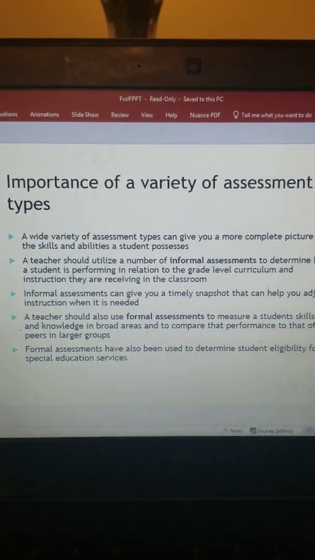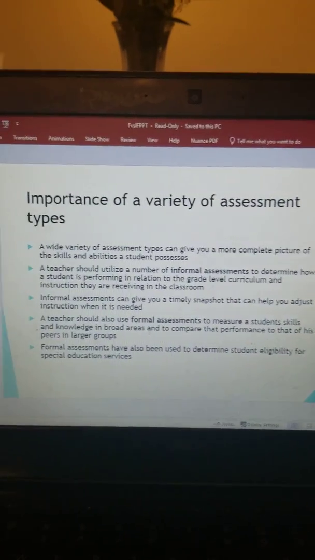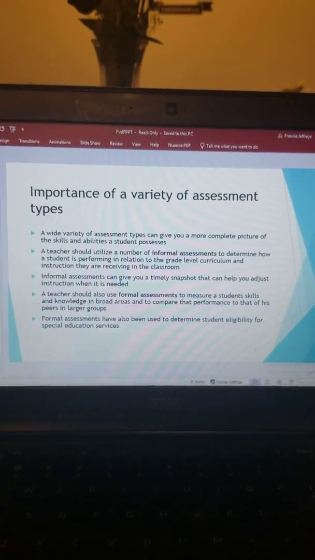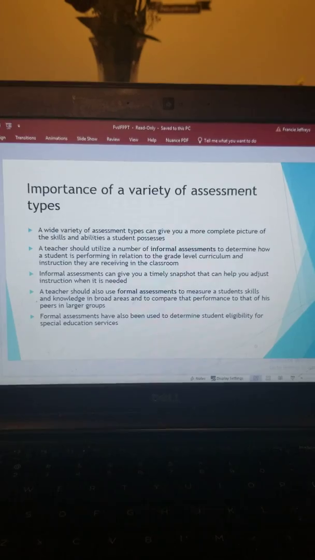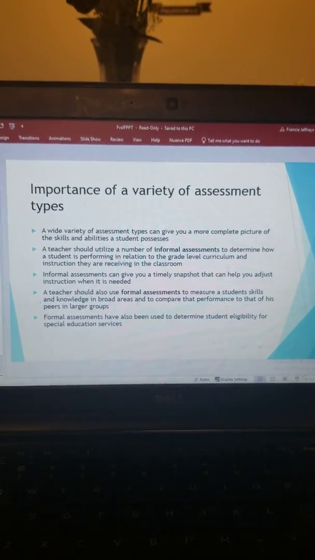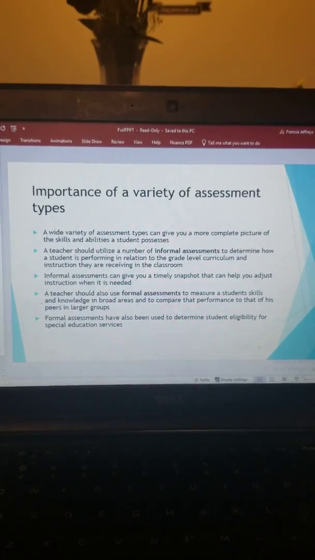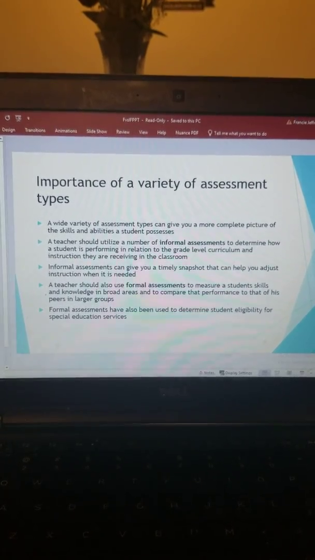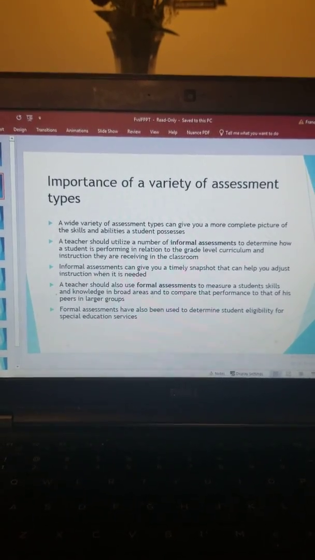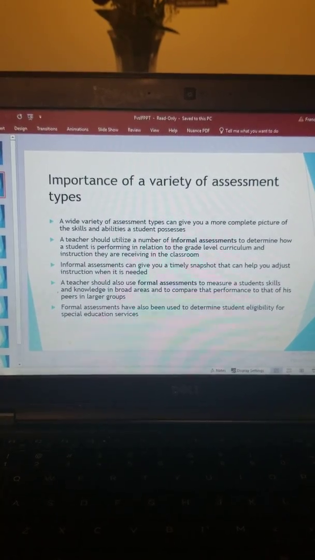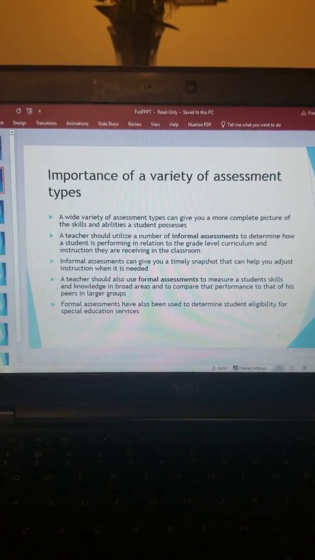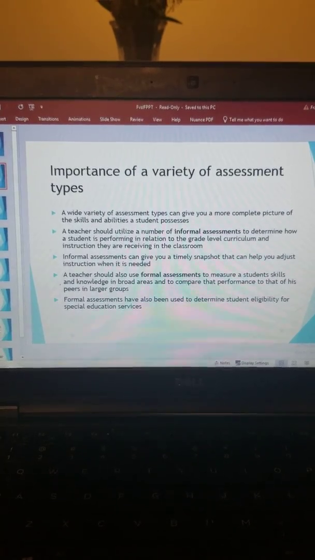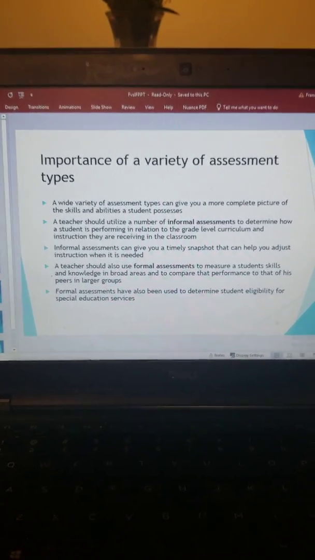Importance of a variety of assessment types. A wide variety of assessment types can give you a more complete picture of skills and abilities a student possesses. A teacher should utilize a number of informal assessments to determine how a student is performing in relation to the grade level curriculum and instruction they are receiving in the classroom. Informal assessments can give you a timely snapshot that can help you adjust instruction when it's needed.